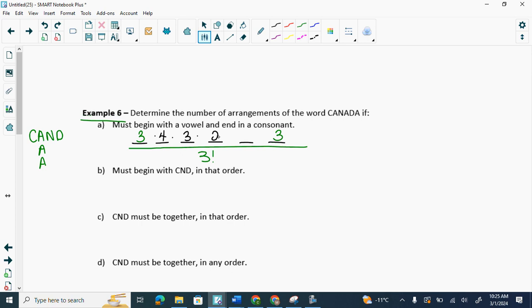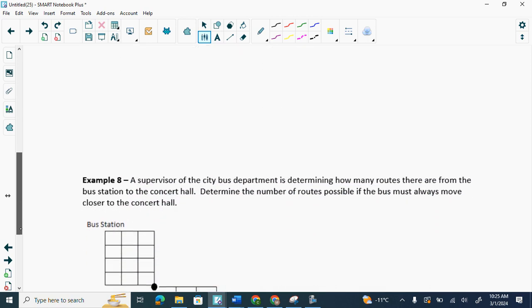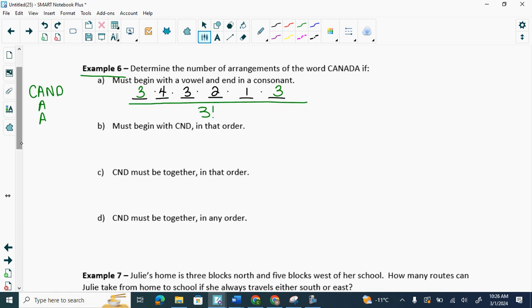3, 2, 1. So for homework, I want you to do example 6. And that is it. Finish it because we're going to go through it at the beginning of class and we're going to do the other one.